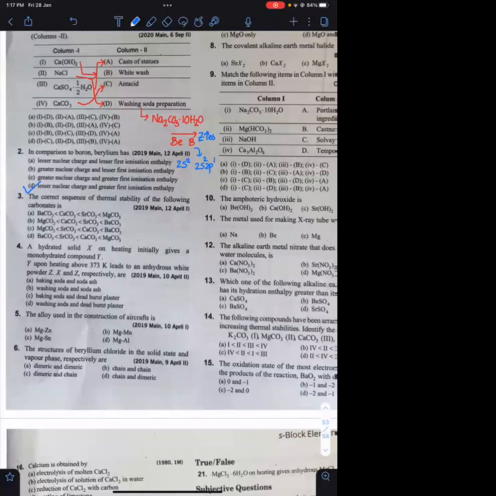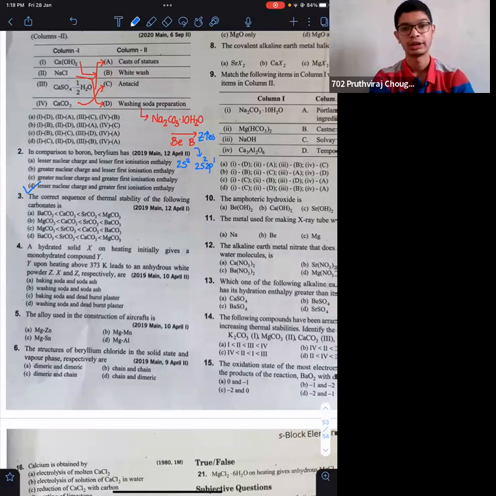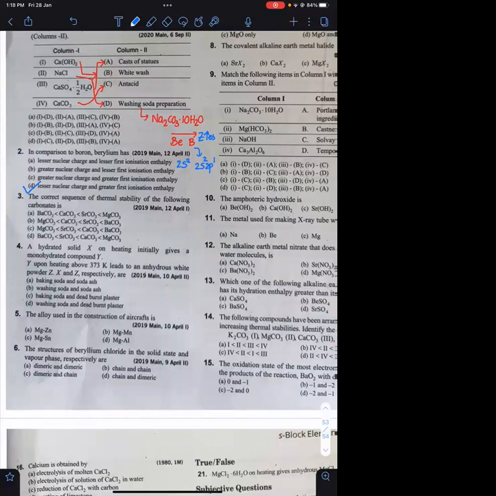How to compare thermal stability in case of complex anions? Prithviraj? Covalent character. We need to see the covalent character. Okay, what is happening to the covalent character down the group?